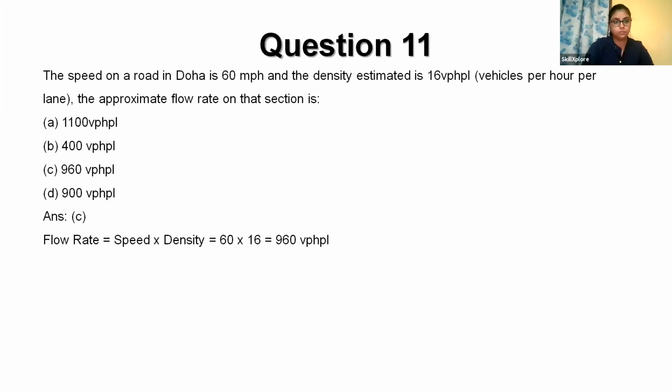So question number 11. The speed on a road in Doha is 60 kilometers per hour, and the density estimated is 16 VPHPL. What is VPHPL? Vehicles per hour per lane. The approximate flow rate on that section. It is a very simple question. Flow rate means speed into density. They have given both these values. Just substitute 60 into 16. We will get it as 960 VPHPL. VPHPL is vehicles per hour per lane. Directly option C. So this is a very simple question. They have asked it once.